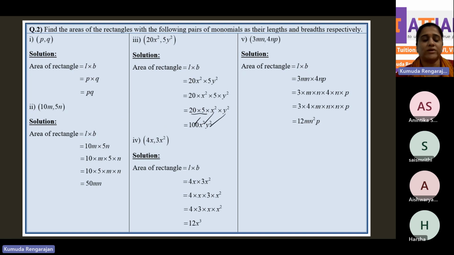100 x square, y square. Remove the multiplication signs. Don't write 100 into x square into y square. You can just remove the multiplication sign. So it's 100 x square, y square.